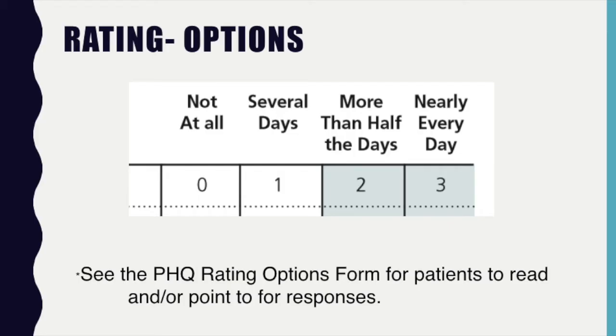And the ratings are pretty simple. The first thing you're going to do is ask the question, and then you need to rate them. Your rating options start at 0 for not at all, 1 for several days, 2 for more than half of the days, and 3 for nearly every day.